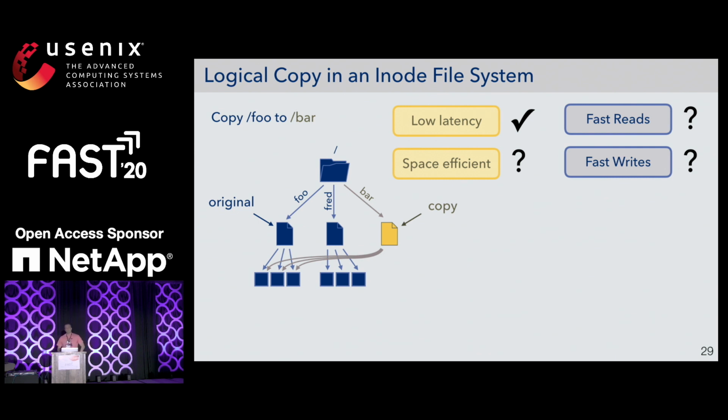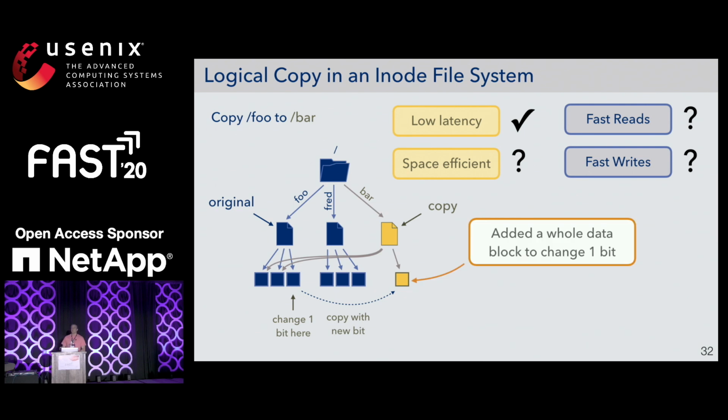However, if we start to make some modifications to our file system, say we want to change a bit in a data block of /bar, well, what are we going to have to do? In order to do this, we're going to have to copy that data block over to a new one and change the bit, and then relink it up to the inode of /bar. And the problem here is that we've added a whole data block to change a single bit. In general, these data blocks are going to be at least 4 kilobytes, and they can be more. But if we wanted this to be really space efficient, we'd want these to be as small as possible. And so in the worst case here, this is not going to be a space efficient copy.